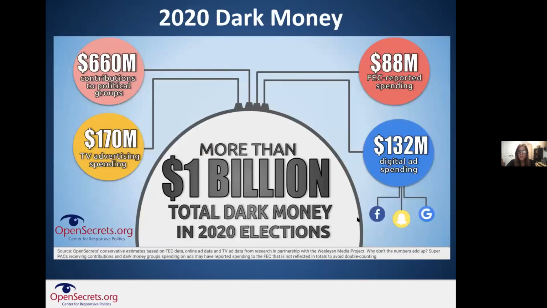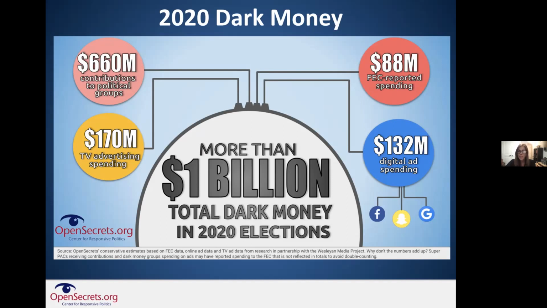We saw more than $1 billion total dark money in 2020 elections. This was a combination of direct spending reported by dark money groups, TV advertising spending, some of which was reported, some of which was tracked through FCC filings and Kantar Media, digital ad spending from Facebook, Snapchat and Google, as well as contributions to political groups, which made up the bulk of that $1 billion, 660 million, which is when dark money groups were giving money to super PACs that's then spent on elections.